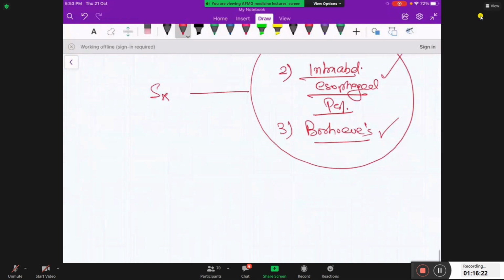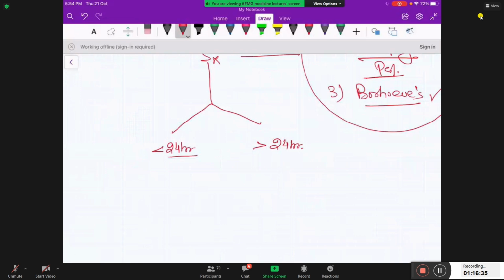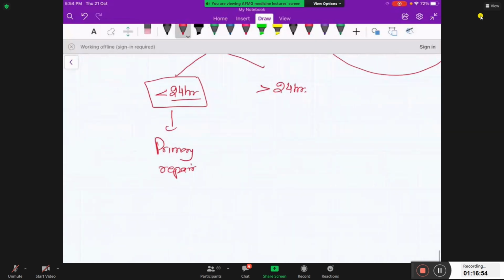Now what will that surgery be? The surgery will depend on whether the patient comes to us within 24 hours or after 24 hours. This 24 hours is from the time of the patient's symptoms. If the patient comes within 24 hours, your answer should be primary repair with buttressing. What is buttressing? I'll make you understand.